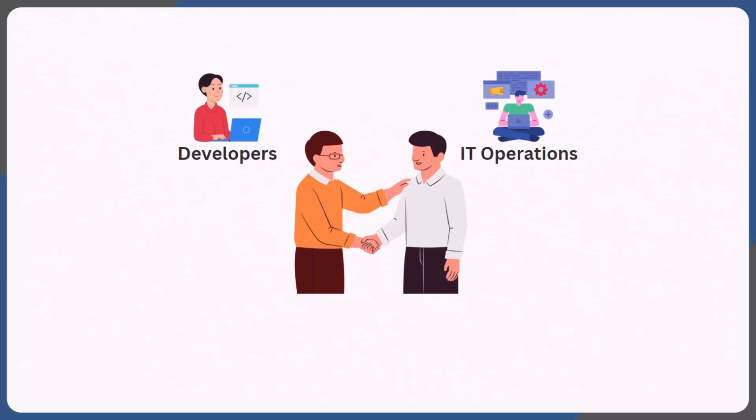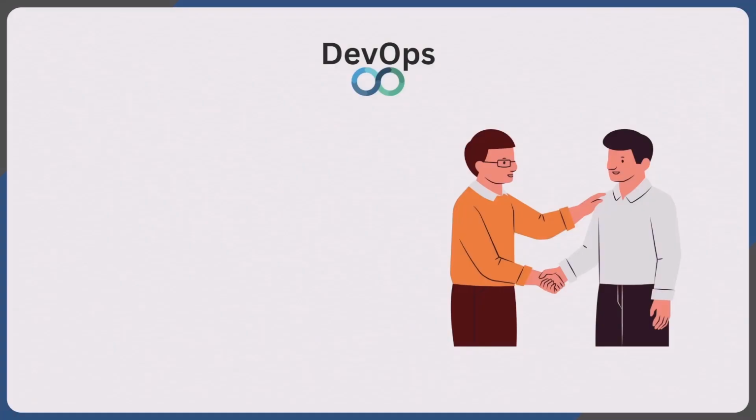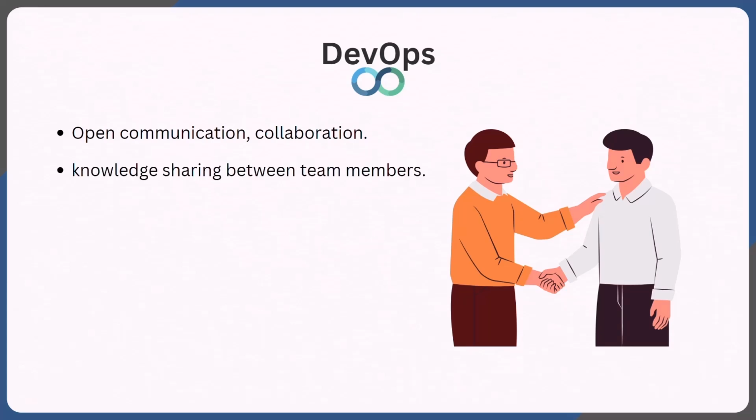Now let's talk about some of the cultural philosophies and practices in DevOps. DevOps encourages open communication and collaboration between teams, and knowledge sharing between the team members. So developers might have a knowledge sharing session with the ops team, and vice versa. Ops team might have a knowledge sharing session with the dev team. Regular meetings with cross-functional teams like testing team, security team, etc.